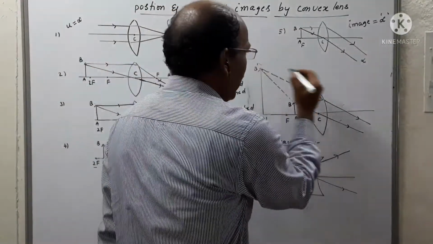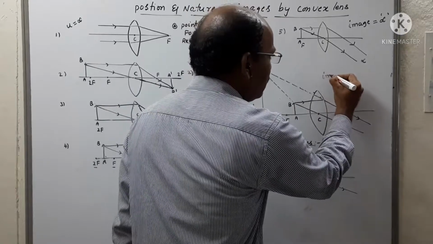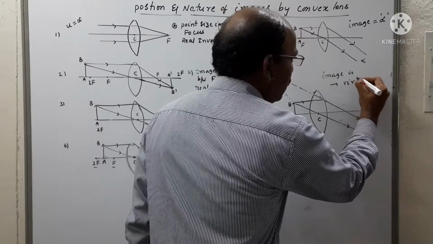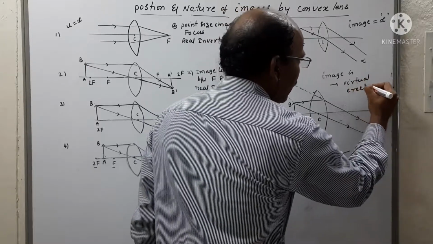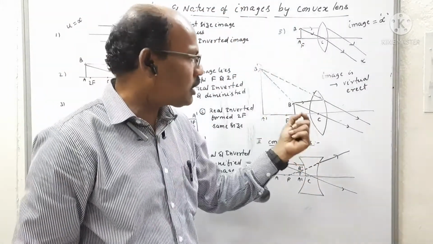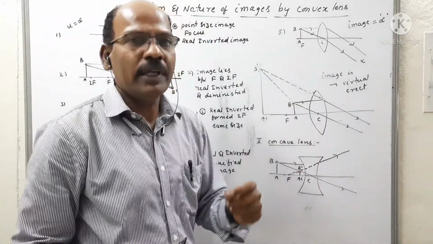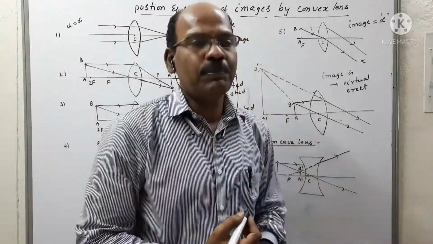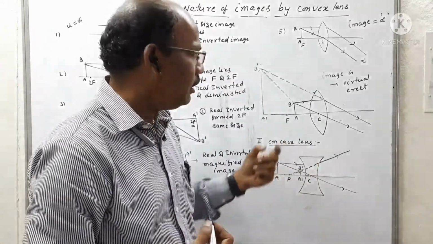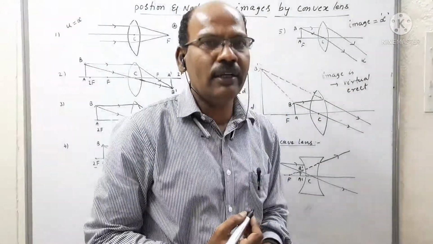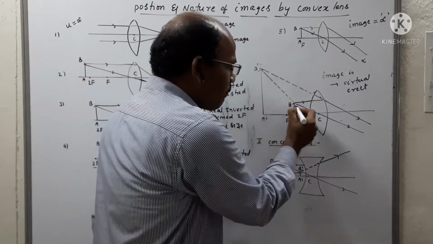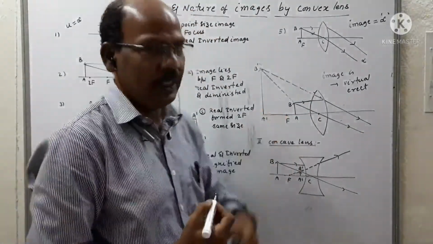So in the case of the last one, the nature of the image is always virtual, erect image which is formed in front of the convex lens. So this is the special case of convex lens. When the object lies between focus and optical center, its image is always formed in front of the convex lens, which is called virtual, erect and magnified image. Here we are observing that the size of the image is bigger than the size of the object.